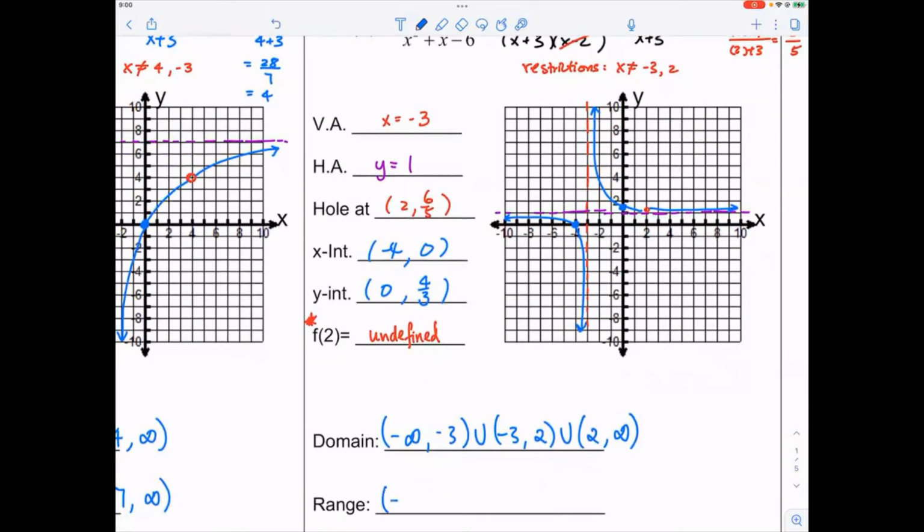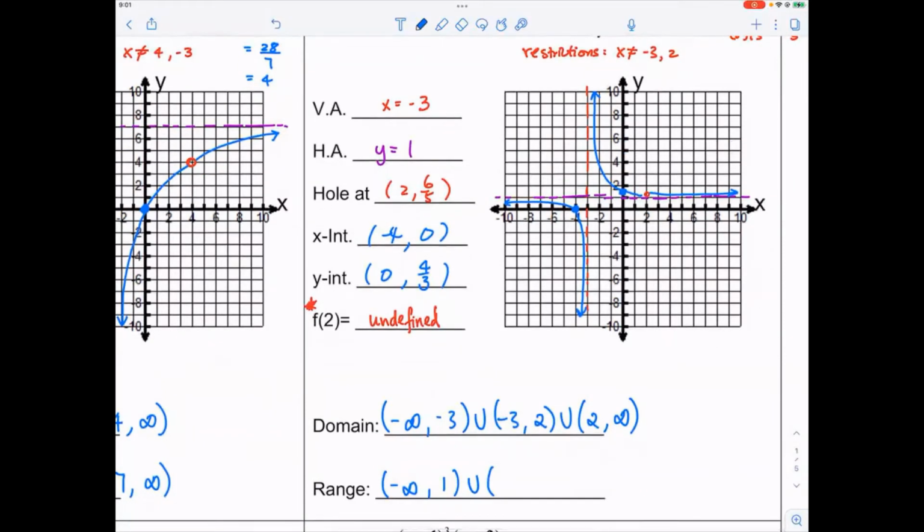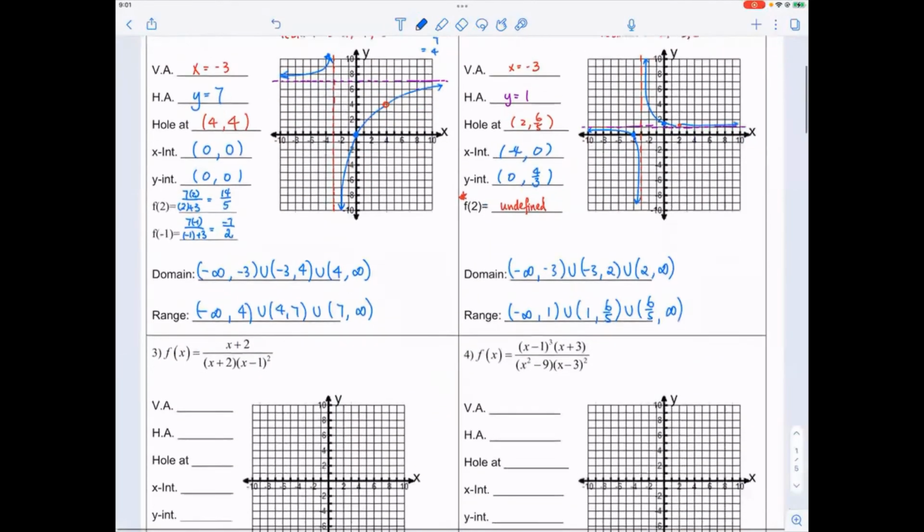And for the range, we do the same thing. We scan from the bottom to the top. We say the y could go from the bottom all the way to the horizontal asymptote. -∞ all the way to 1. And then union here. And then from 1 to where the hole is. So it's a little small, tiny interval. And then from the y value of the hole, all the way to the top, to infinity. Okay, so again, use the graph, use what's there to tell yourself.